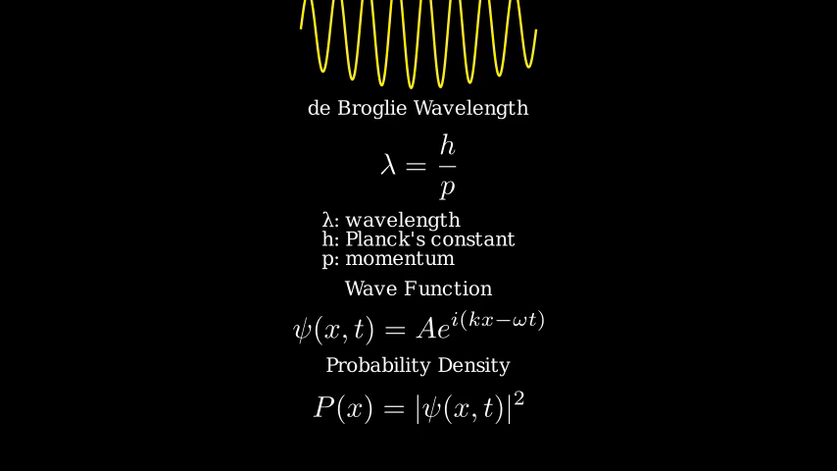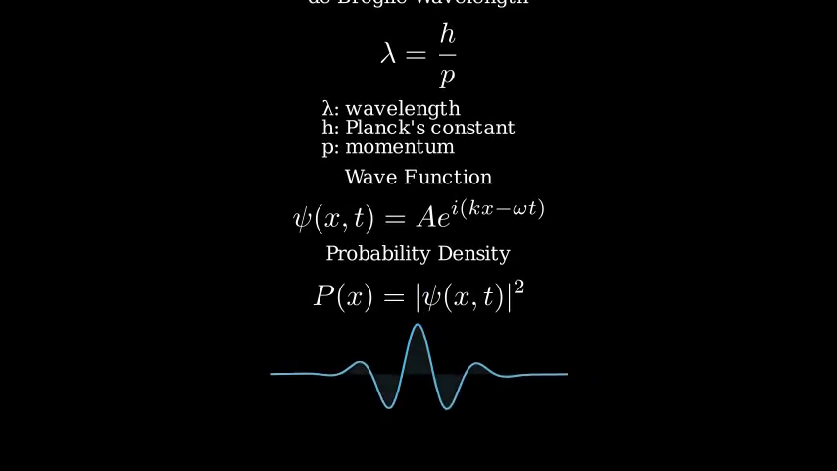One of the most mysterious aspects of quantum mechanics is measurement. When we measure a particle's position, the wave function collapses, and we find the particle at a specific point. This is why we can't observe both wave and particle behavior simultaneously.